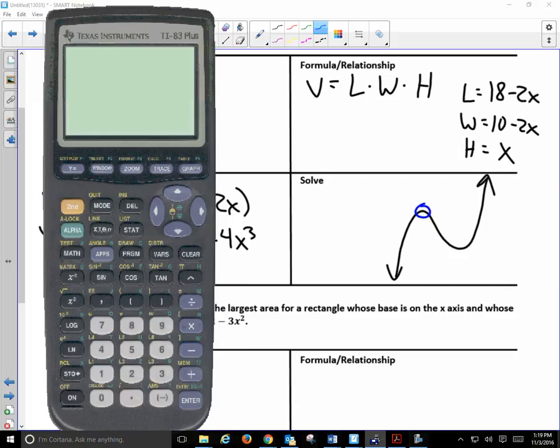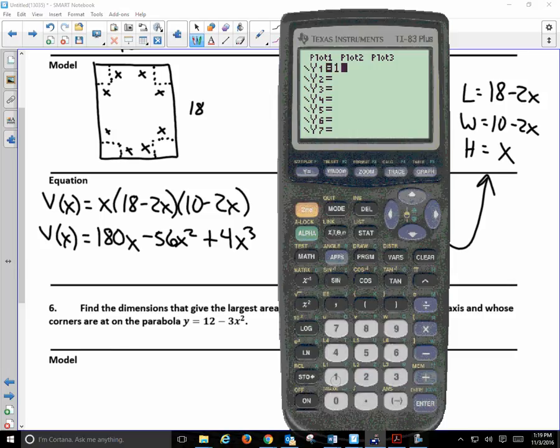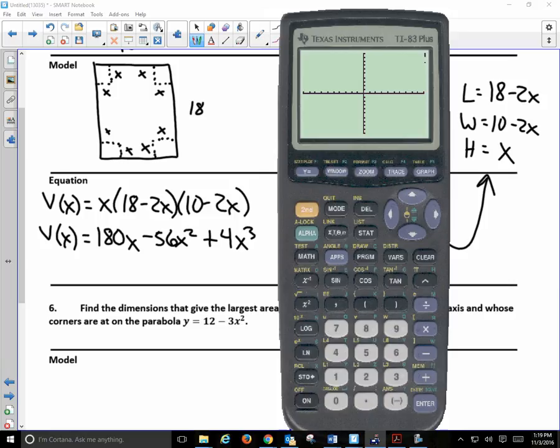Okay, so I type it in, and so we all see the same window, I'm going to do Zoom 6 for a Zoom standard. Not very happy, right? So this is probably the most confusing part of the day for you, so hone in and try to figure this out. Right now, I do not see the appropriate graph because what do I need to change?